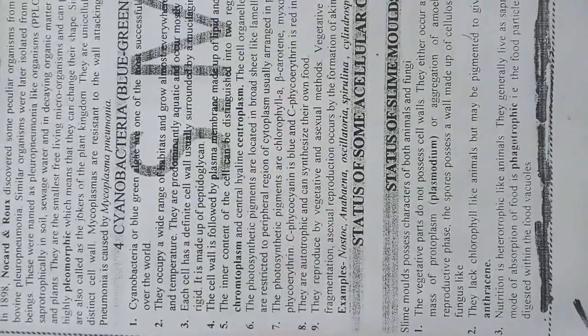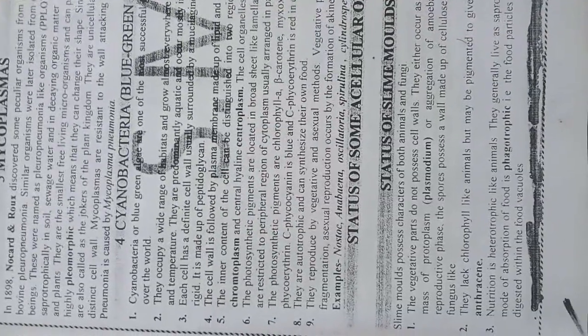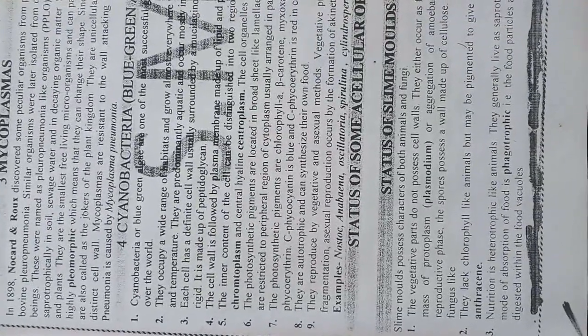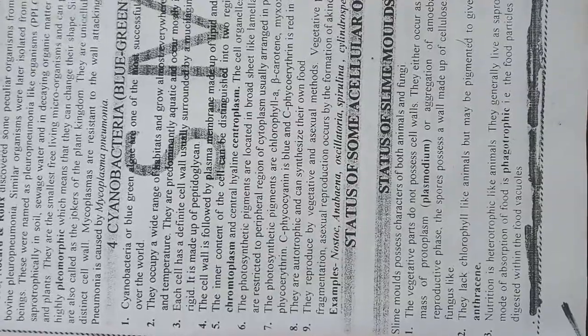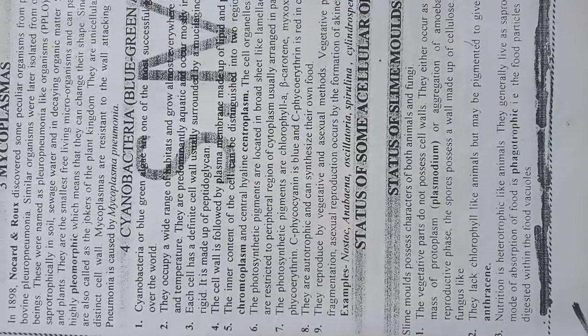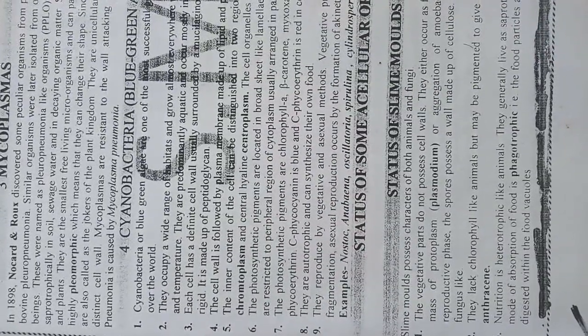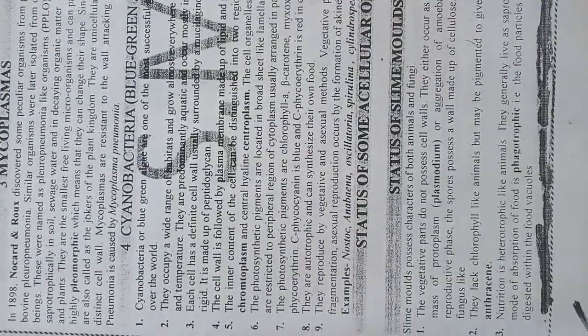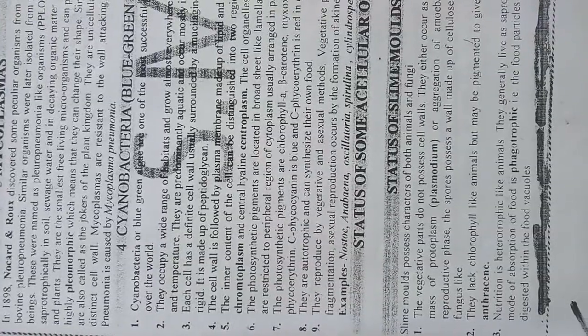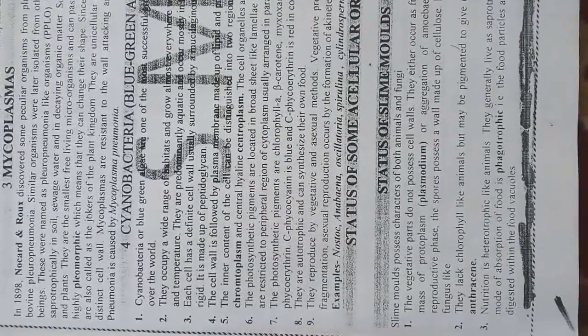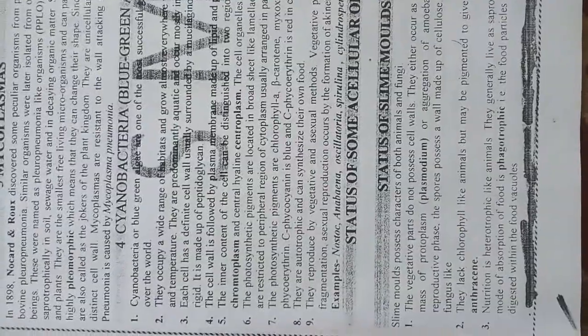Number 8, the general character of these cyanobacteria is they are autotrophic and can synthesize their own food. That means these cyanobacteria manufacture their own food, so these are autotrophic in nutrition. So there is autotrophic nutrition found in these cyanobacteria and they manufacture their own food.